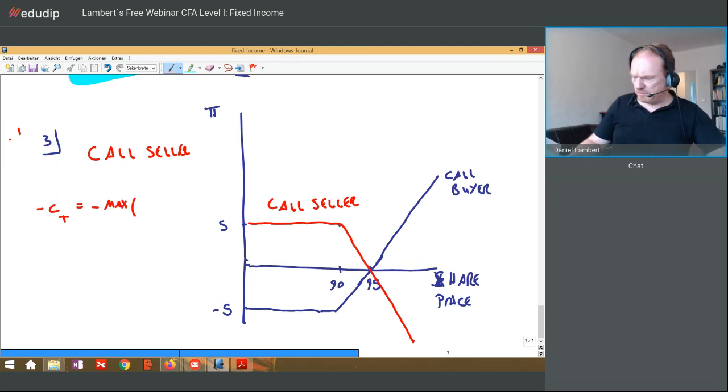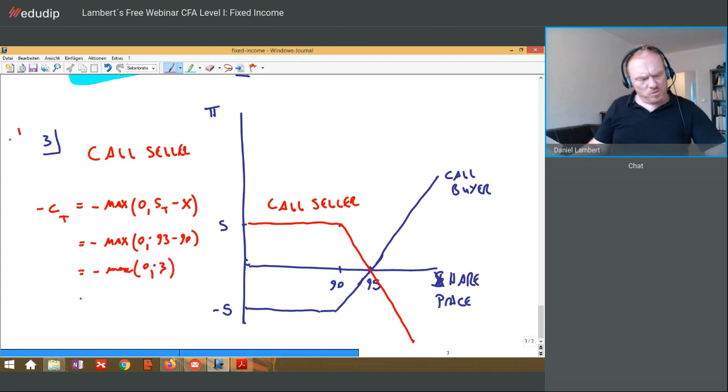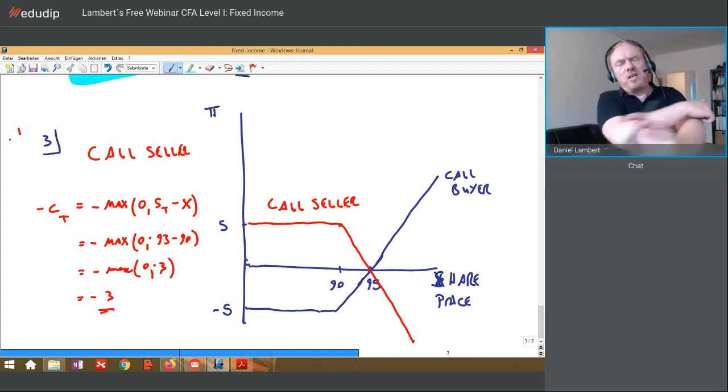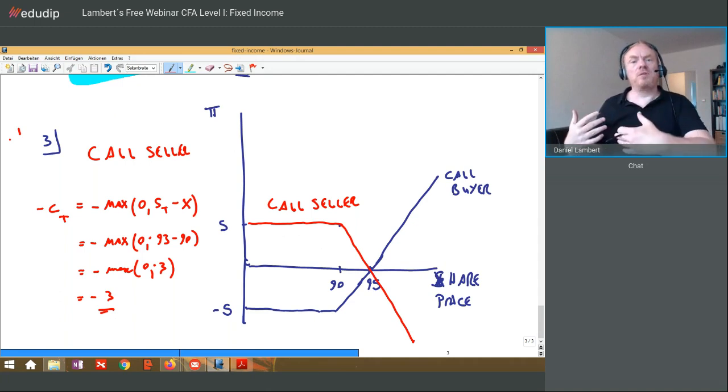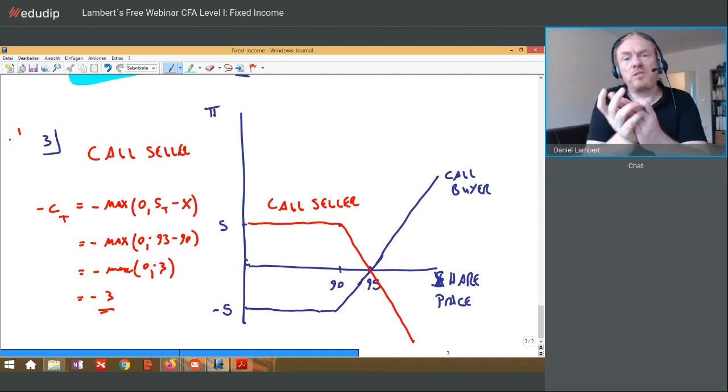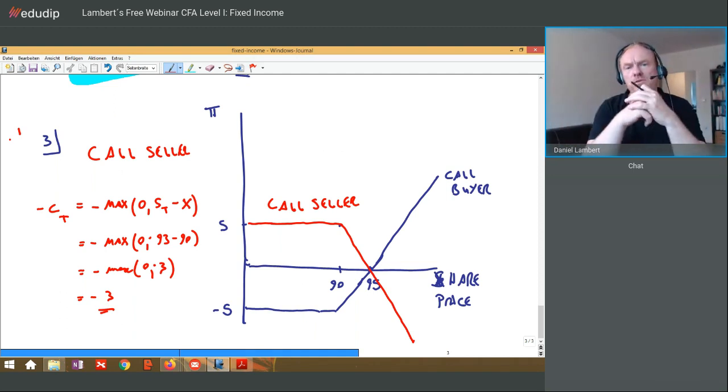The maximum of two values, 0 and ST, the actual share price, minus the exercise price. And this is given by negative the maximum of the two values 0 and 93 minus 90, equal to negative the maximum of the two values 0 and 3, which is -3. So as I just said, because he would sell the share at a price of 90, he would have to himself buy the share first of all at a price of 93, meaning he loses $3.